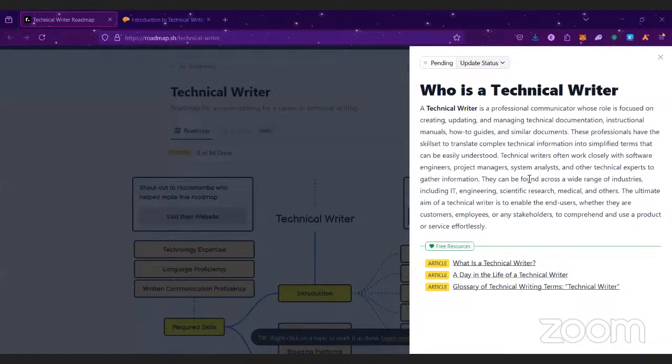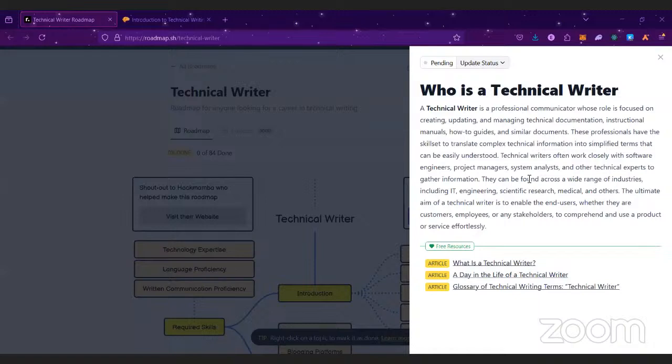These professionals use their skill set to translate complex technical information into simplified terms that can be easily understood. Technical writers also work with software engineers. The reason is that software engineers build, and people who want to use their product need to know about the product, and to read about how it is built or how to use it. Very important. So they work with software engineers, project managers, system analysts, and other technical experts to create a written document about what is being built or how to use what is being built, right?